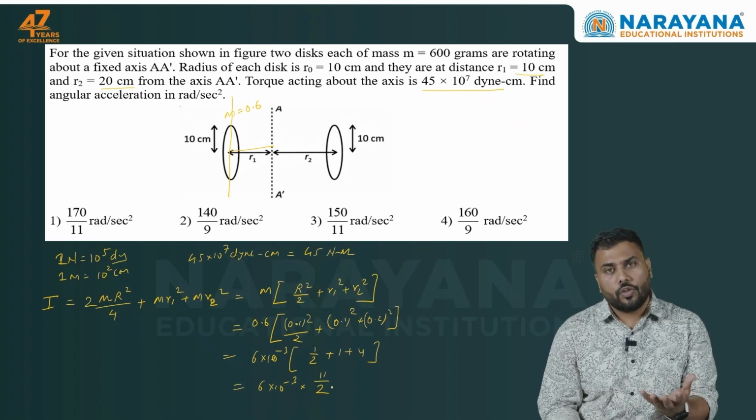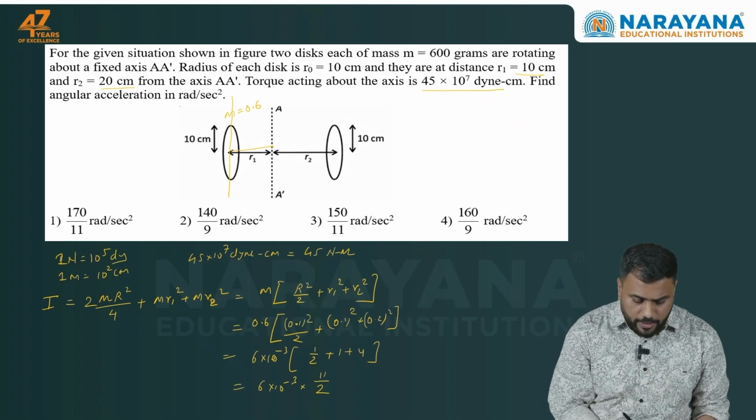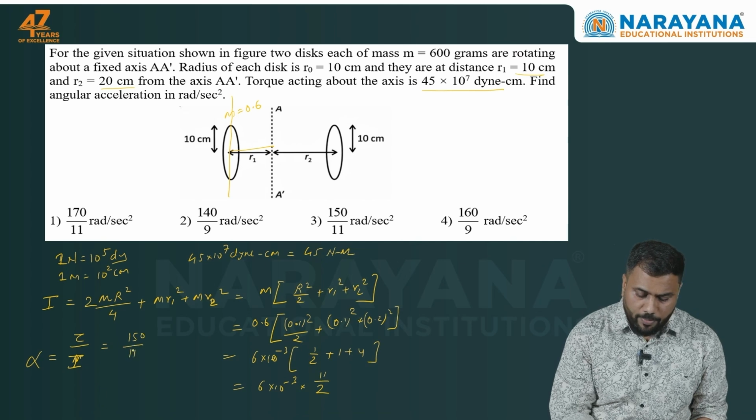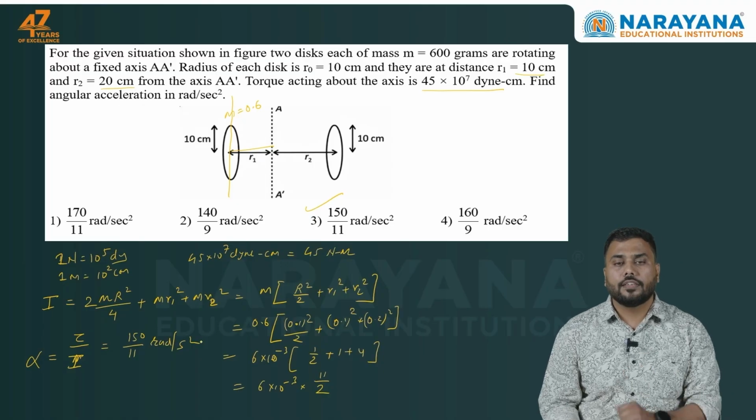So now you have torque, you have moment of inertia, you just need to take ratio, you can calculate alpha, it will be torque by moment of inertia, which is I. If you just put the values, you can see that answer is coming out to be 150 by 11 radian per second square. So the correct answer of this question is third.